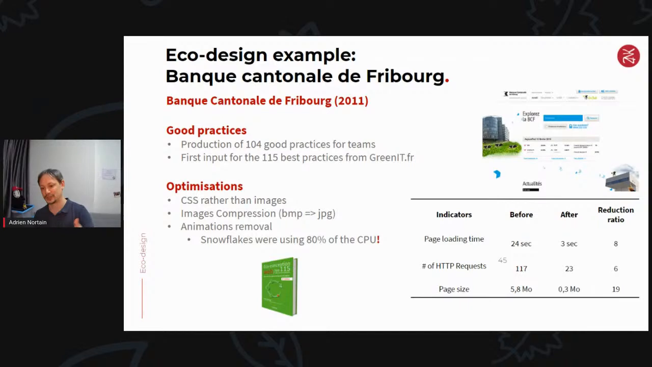He also reduced the page size from 5.8 meg to only 300 KB, right? And all he did, optimizing with CSS rather than images, image compression, animation removal, all this, that's what he put in the referential. And out of the referential, he could get 115 words.